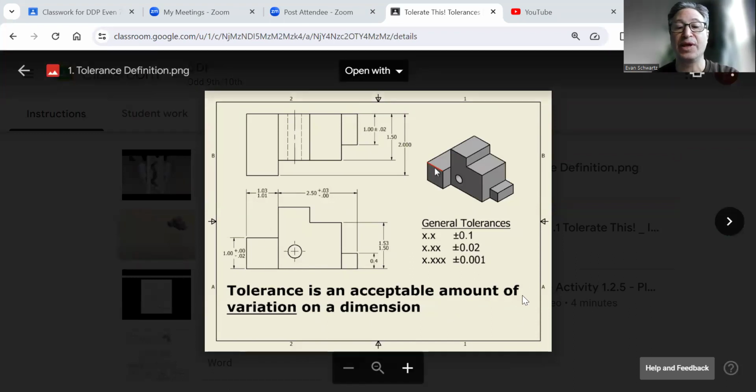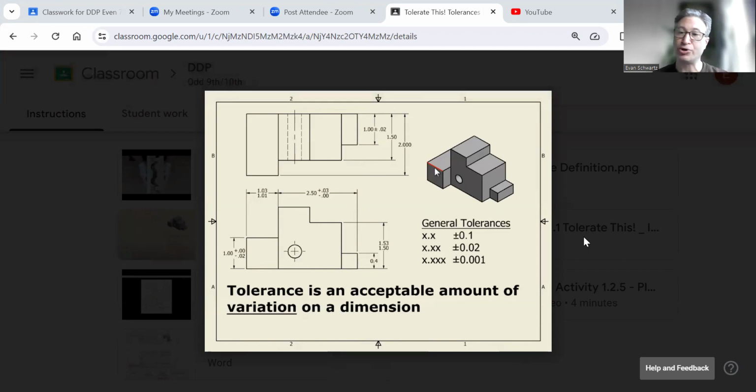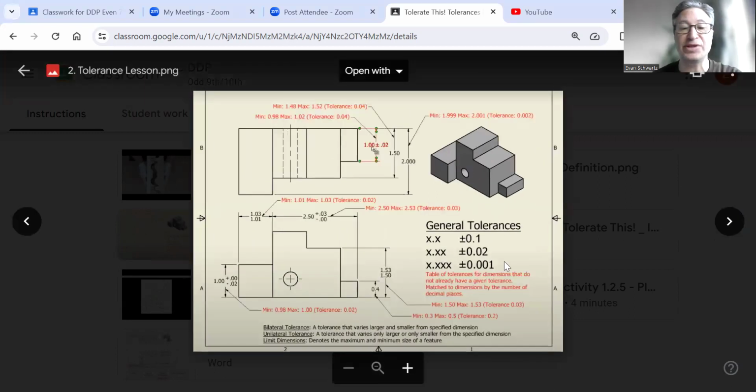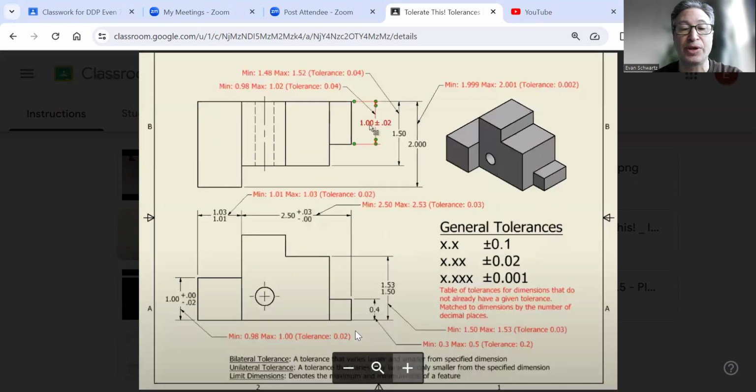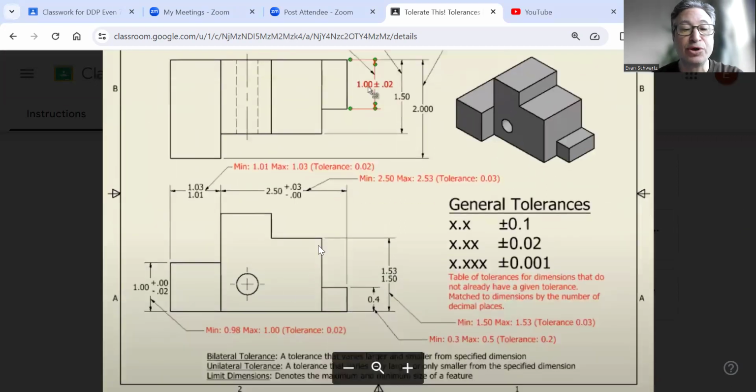So we are going to take a look at 3 different types of tolerances. And these tolerances, again, tell how much larger or smaller a part can be when it's manufactured. So let's take a look at this. So our 3 tolerances are right here at the bottom. We have bilateral tolerance, unilateral tolerance, and limit dimensions.